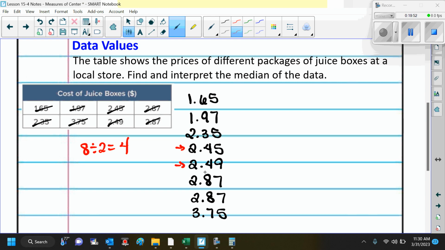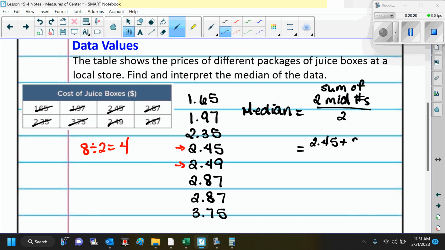To find the median, we want to add those 2 numbers together and then divide by 2. So you're going to add the two middle numbers, and then divide by 2. As a reminder, you can write that down. So we're going to add 2.45 plus 2.49, and then we will divide that by 2.